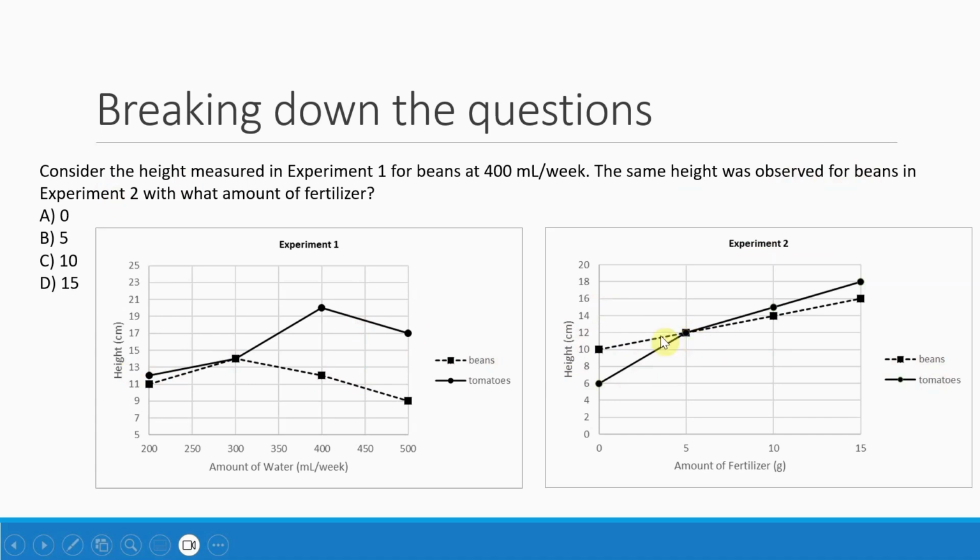So that same height was observed for beans in experiment 2 with what amount of fertilizer? Where's the amount of fertilizer? That's my new x. So I was at this point. Come down. It's 5. So that's what I mean when I say we're going to break down the question as we read it, and you're just going to have the answer naturally. And that'll prevent you from accidentally reading these backwards and starting with experiment 2, or accidentally reading tomatoes. Those are very common mistakes.